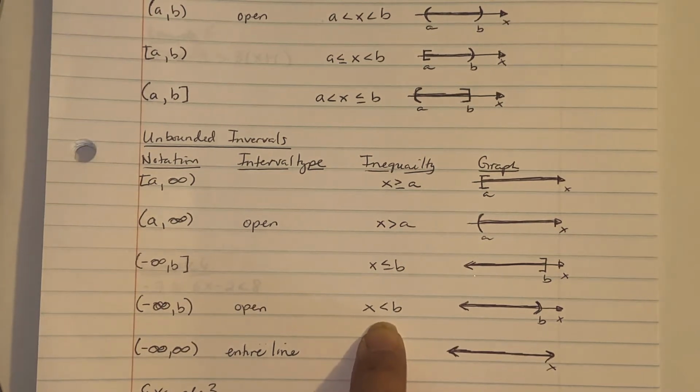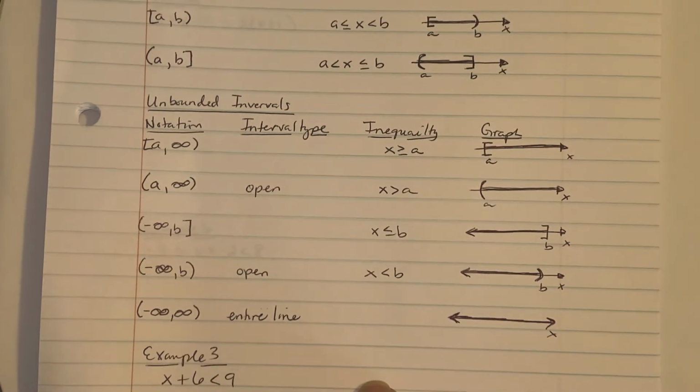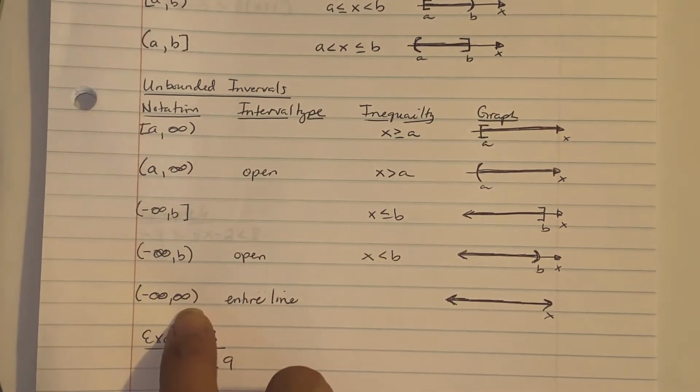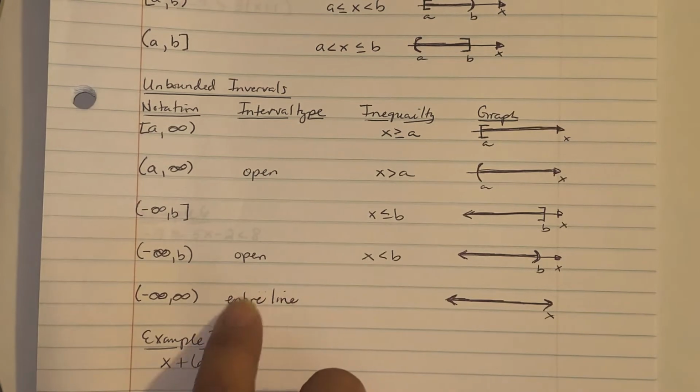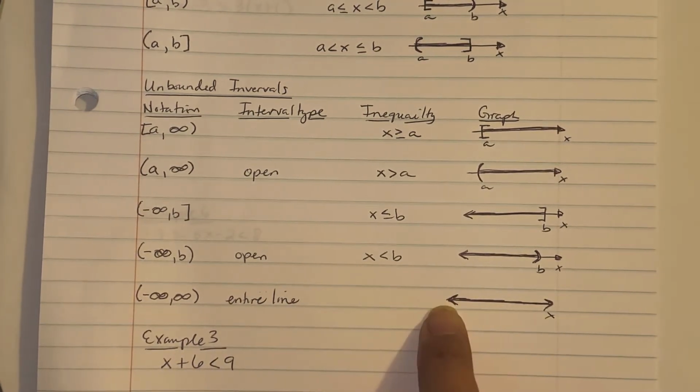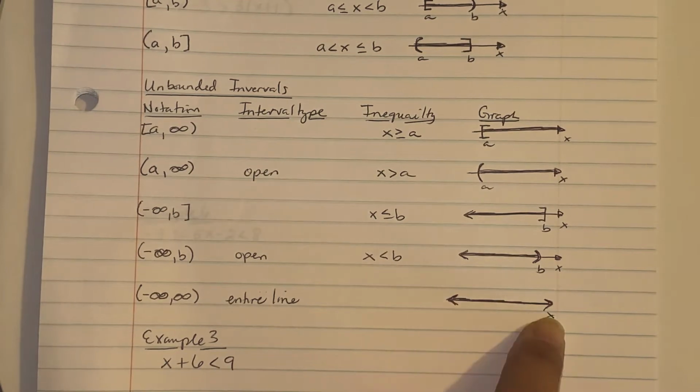If in some instance your solution comes out to be negative infinity comma positive infinity, this is known as the entire line. You are going to have a graph line that points both directions, to the left, negative side, and right, positive side. So let's look at our first problem.